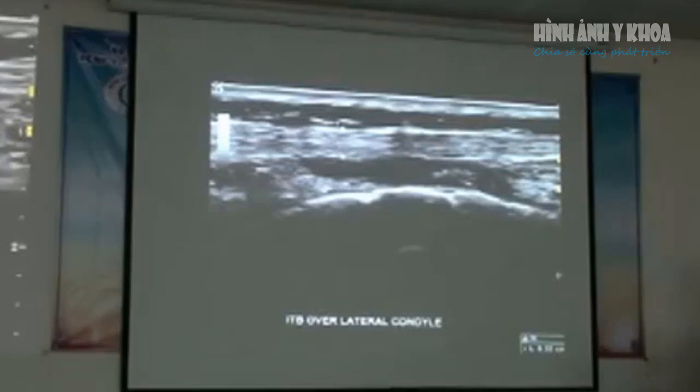So coming down a little bit further, you can see this is the normal iliotibial band, and deep to it we've got this fluid-filled bursa. Đây là một ca bệnh lý, thấy cái dải chậu chày nơi đầu gắn vào cái đầu chày thì nó có dịch bao quanh.